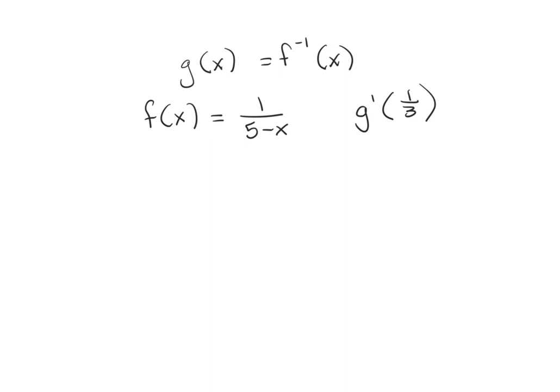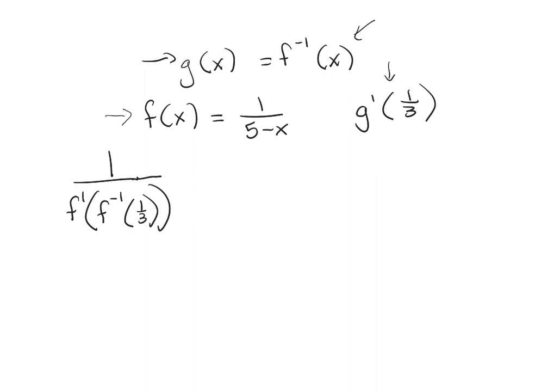Okay, we're going to go through this process one more time. Okay, so this statement is important. So g is the inverse of f. So when I'm finding the derivative of g, I'm finding the derivative of f inverse. Okay, so I'm going to write this down. 1 over derivative of f of inverse of f at 1/3.